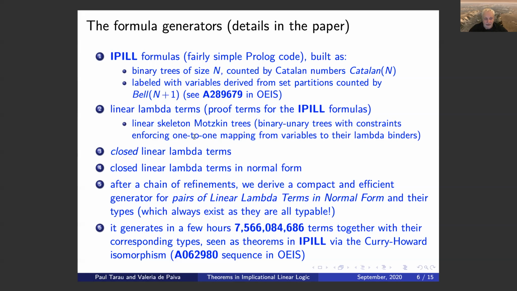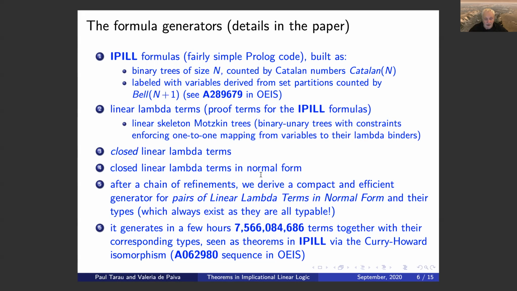We first generate the linear skeleton Motzkin trees, binary-unary trees with constraints enforcing a one-to-one mapping from variables to their lambda binders. And then we generate closed linear lambda terms, so closed terms such that for every lambda binder there exists exactly one variable that it binds, and the other way around as well.